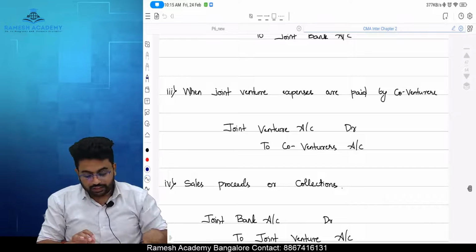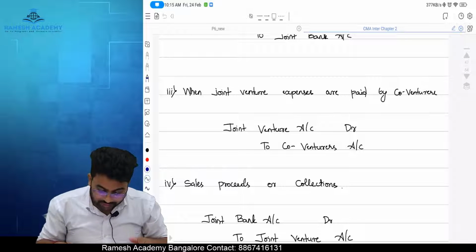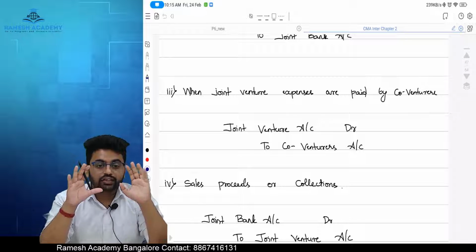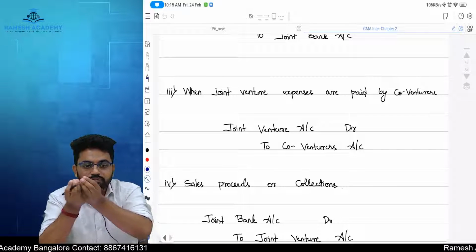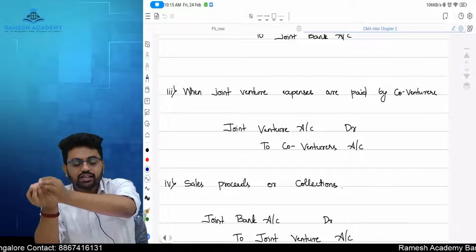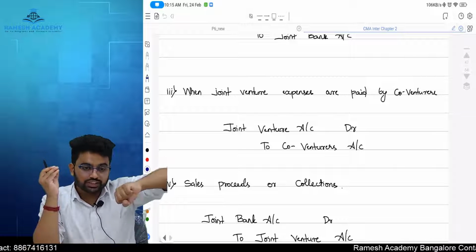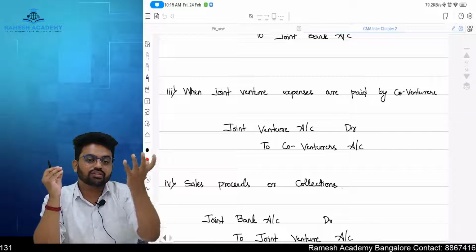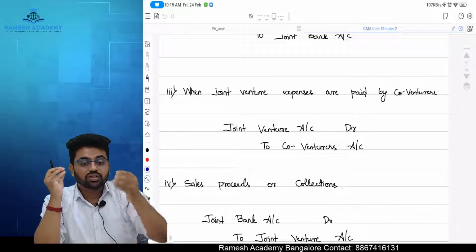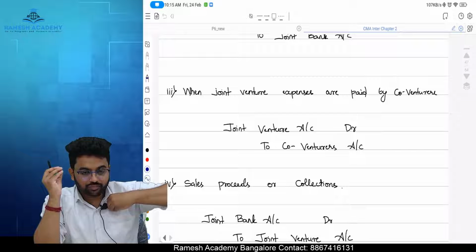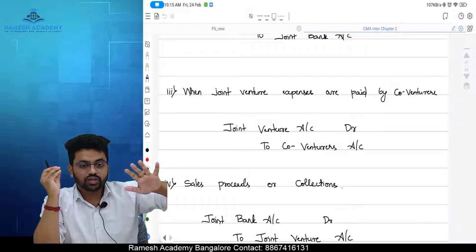Next, third one. When the joint venture expenses are paid by a co-venturer, which means certain expense of the partnership business is paid by the partners, in the same way certain expenses of the joint venture is paid by the co-venturer. Now the co-venturer will become what? Co-venturer will take the form of creditors. So on our joint venture behalf, someone is paying. So what will be the entry?